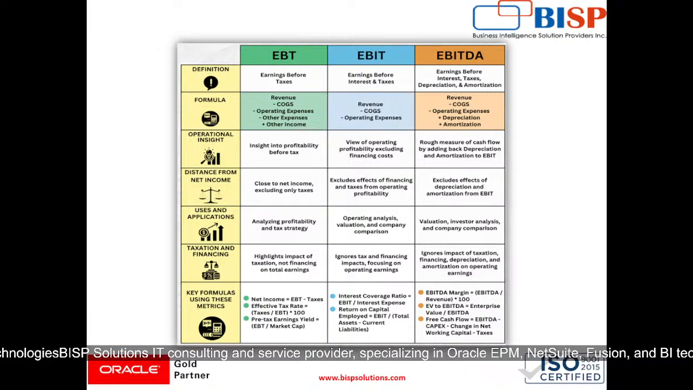Taxation and financing: EBT highlights the impact of taxation, not financing, on total earnings. EBIT ignores taxes and financing impacts, focusing on operating earnings. And EBITDA ignores the impact of taxation, financing, depreciation, and amortization on operating earnings. Then key formulas using these metrics: for EBT, net income equals EBT minus taxes. If we want to calculate the effective tax rate, we calculate it as taxes upon EBT, multiplied by 100.